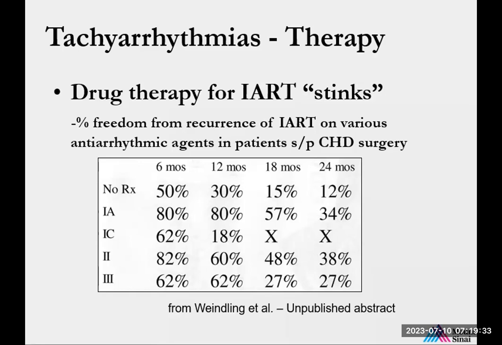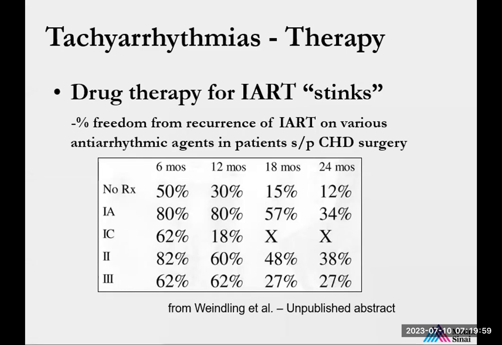But the bottom line is we're looking at the percentage freedom from recurrence of flutter in various antiarrhythmic agents if you've had congenital heart surgery. Basically at 2 years, the best you can do is 38%, which is actually better than amiodarone or sotalol. So none of these therapies are a whole lot better than digoxin alone.